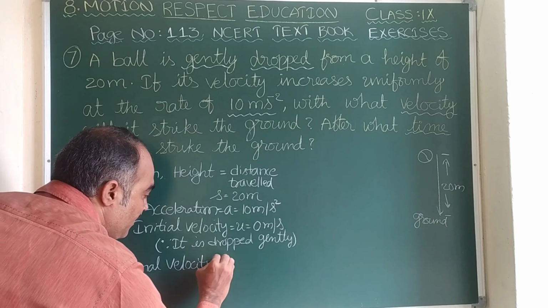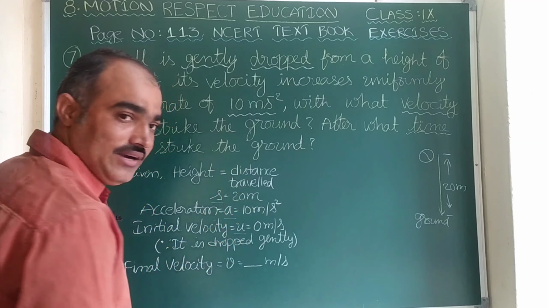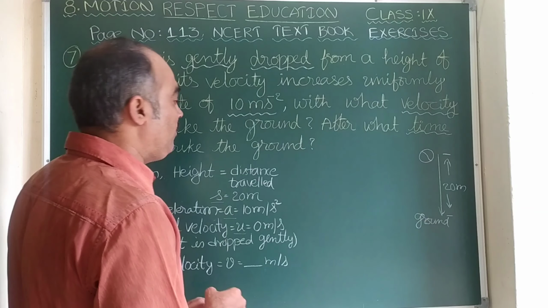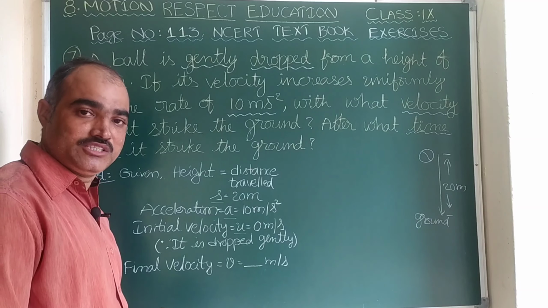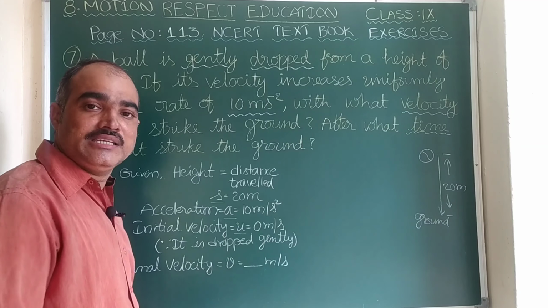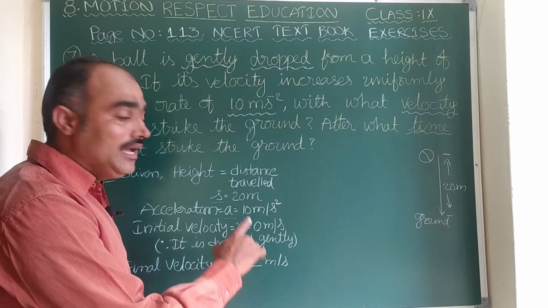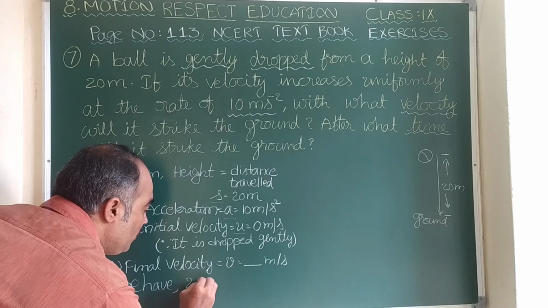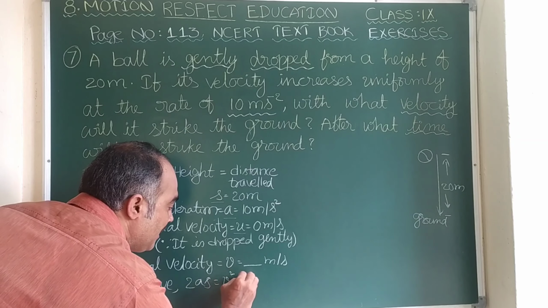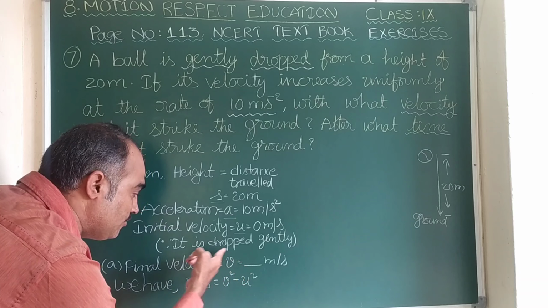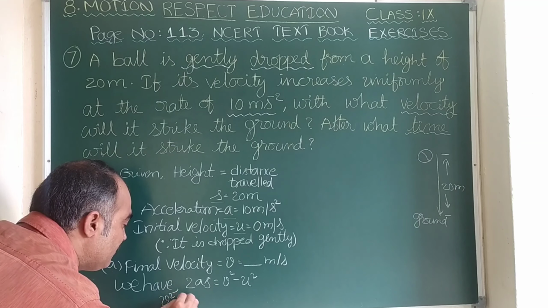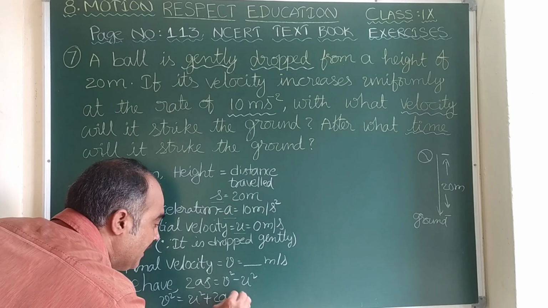If you observe the given quantities here, S, A, U and then V is required. We have three equations of motion. First one is V equal to U plus AT, second one is S equal to UT plus half AT square, and third one is V square minus U square equal to 2AS. That is suitable here for solving this. So now here we have 2AS is equal to V square minus U square. Let us send negative U square to this side. So here we will get V square equal to U square plus 2AS.